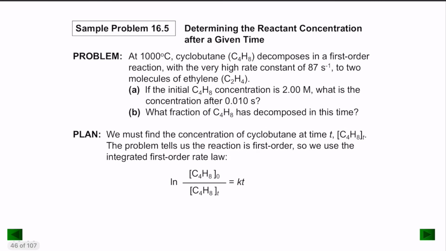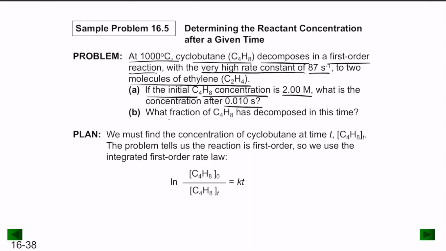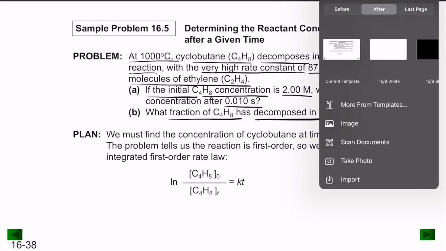So let's take an example. What is given here? At 1000 degrees centigrade, cyclobutane decomposes in a first order reaction with a very high rate constant of 87 per second to 2 molecules of ethylene. They have given us that the initial concentration of cyclobutane is 2 molar. What is the concentration after 0.010 second, and what fraction of C4H8 has decomposed in this time?